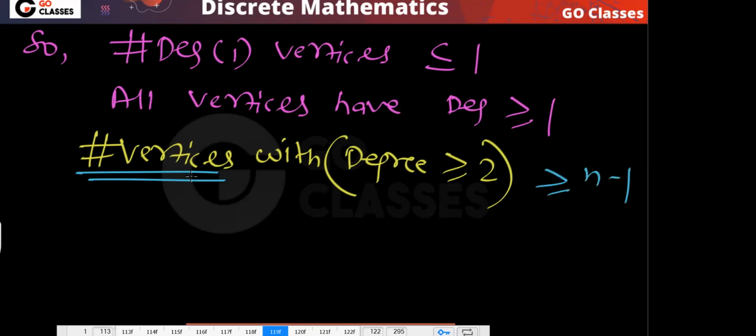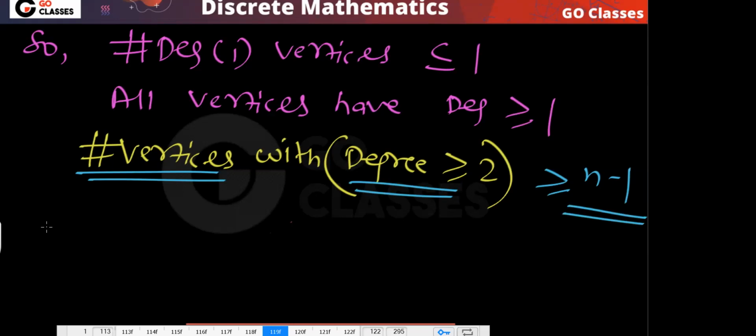Yes or no? Total n vertices you have. The number of vertices which have degree 1 is less than or equal to 1, which means at most one vertex has degree less than or equal to 1. All vertices have degree greater than or equal to 1. So the number of vertices with degree greater than or equal to 2 is at least n minus 1.